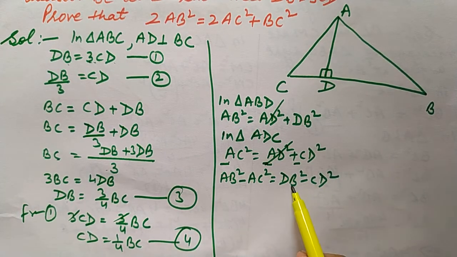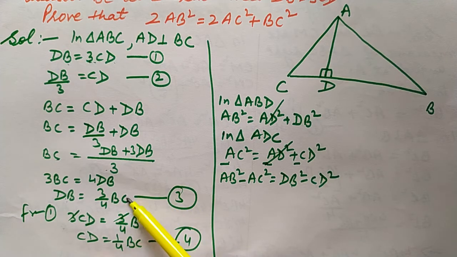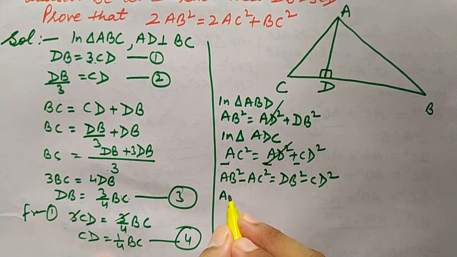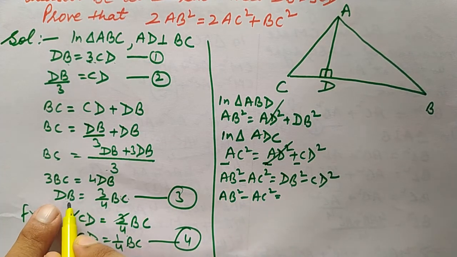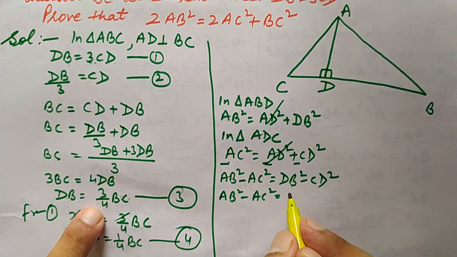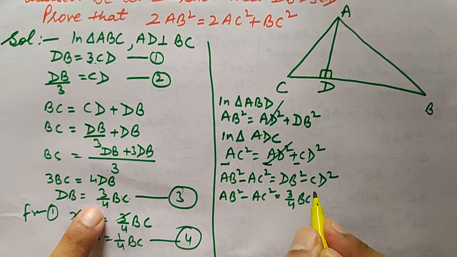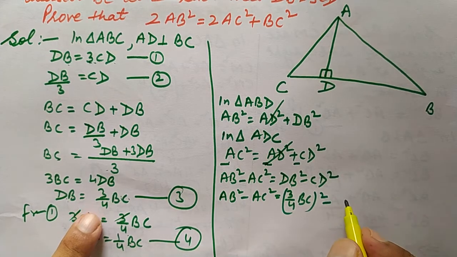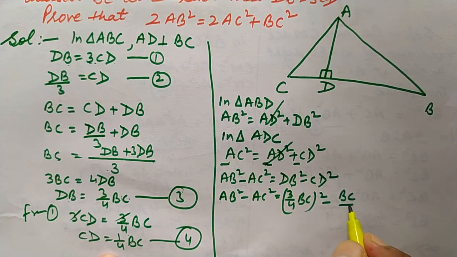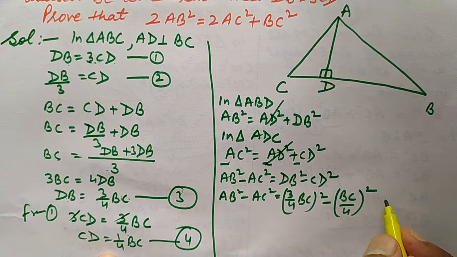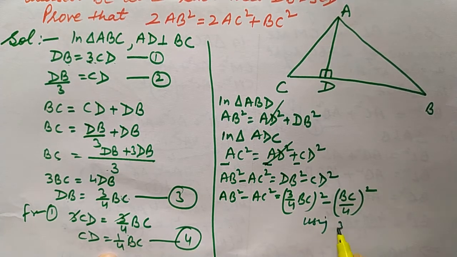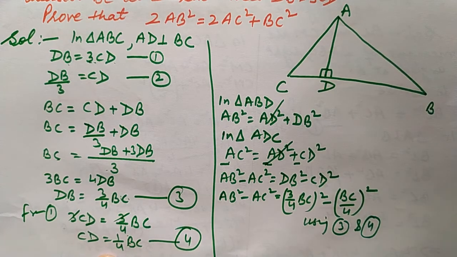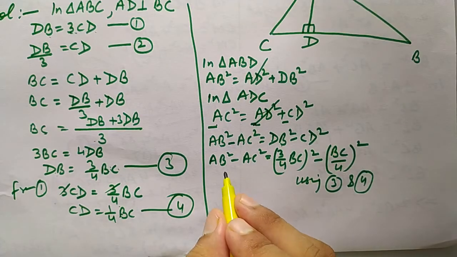Now in place of DB and CD, we will fill from here. We will fill these in terms of BC. So let's see what will be there. AB square minus AC square is equal to DB square; in place of DB, I will fill 3 by 4 BC. Okay, and minus CD square; in place of CD, I'll fill BC over 4. You can write this using equations 3 and 4. So see what it becomes here.